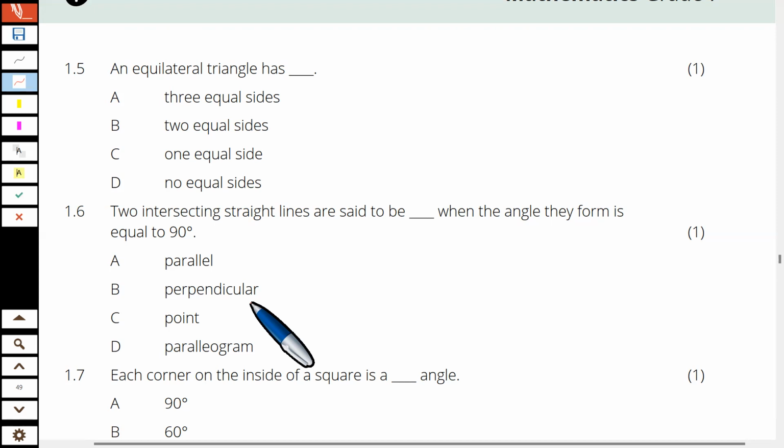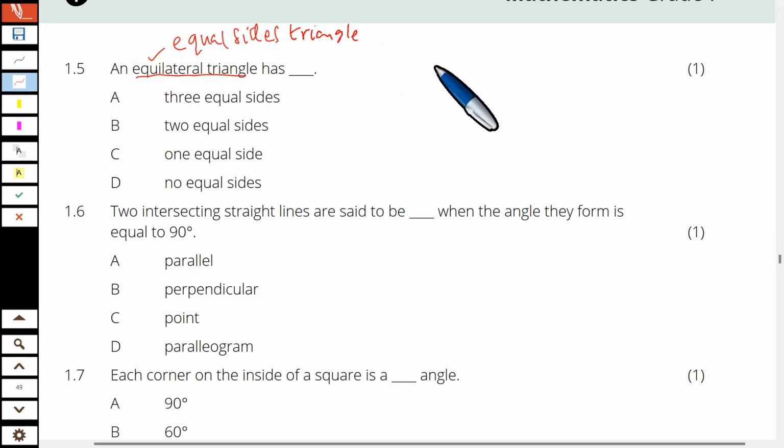It is. I think it has no equal sides. Okay, that's fine because we're practicing. It is an equilateral. The word equi means equal sides, and lateral means sides. So you could translate this to say equal sides triangle. If a triangle has all of its sides the same length, it's called equilateral. So in 1.5, therefore, we understand that we have 3 equal sides.